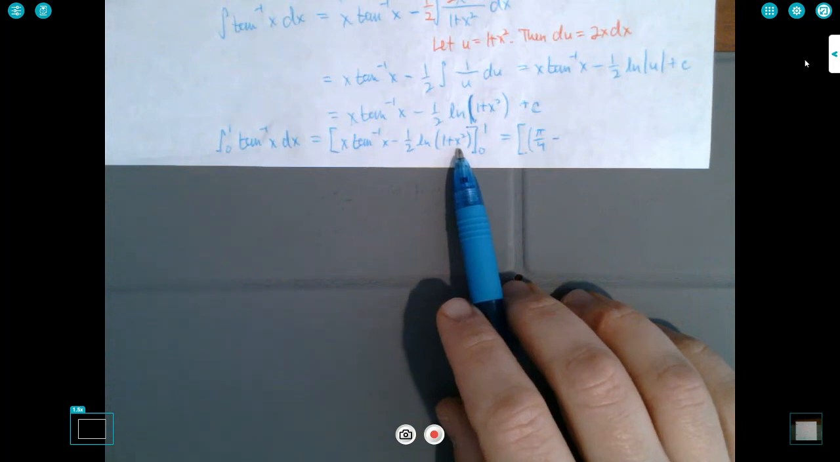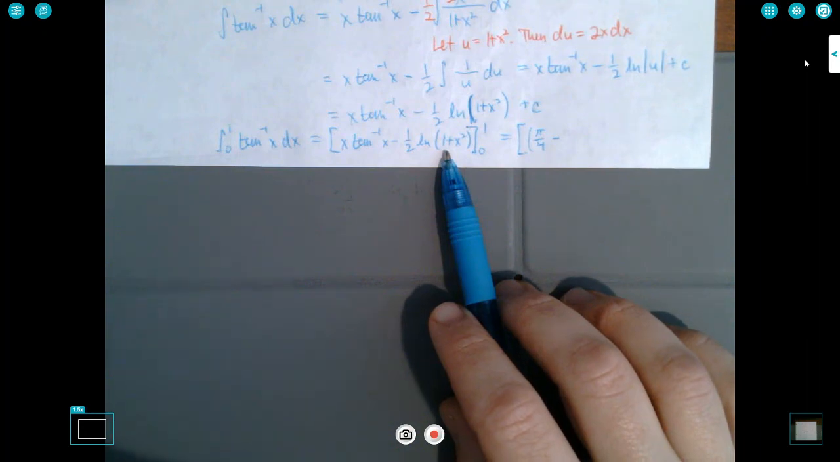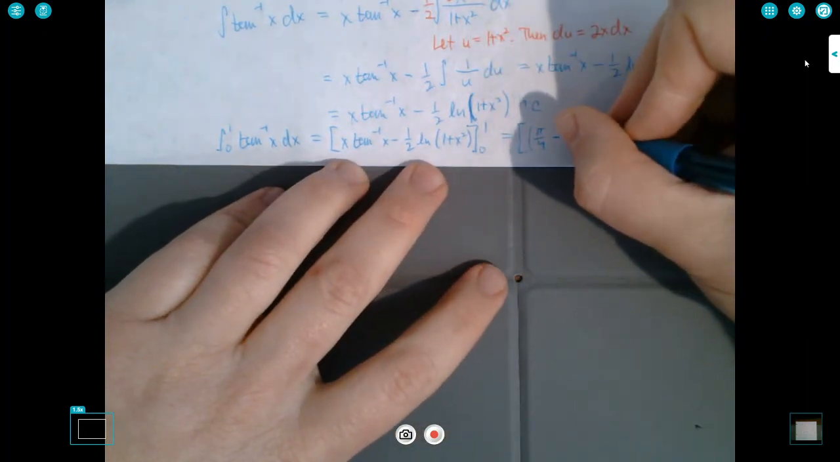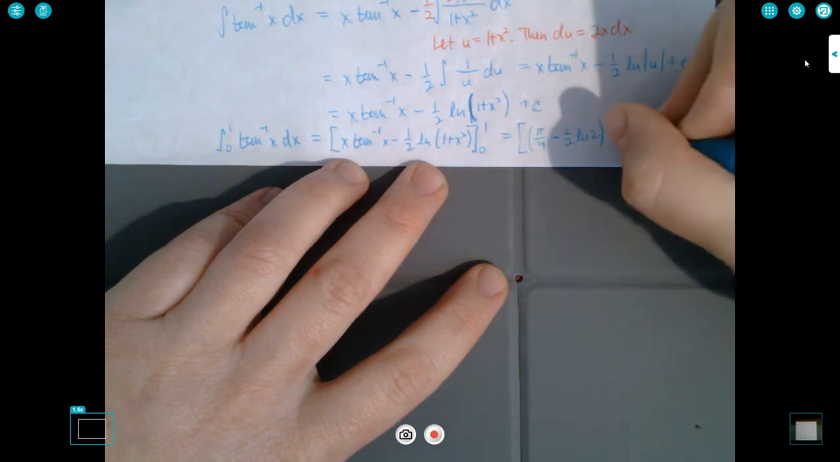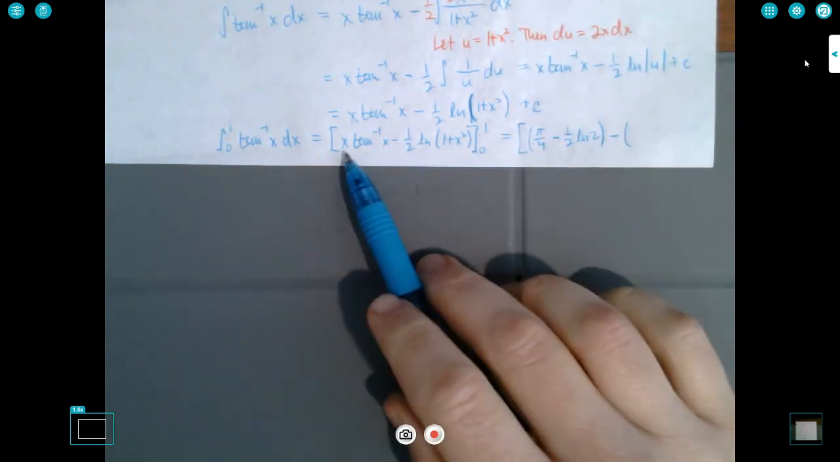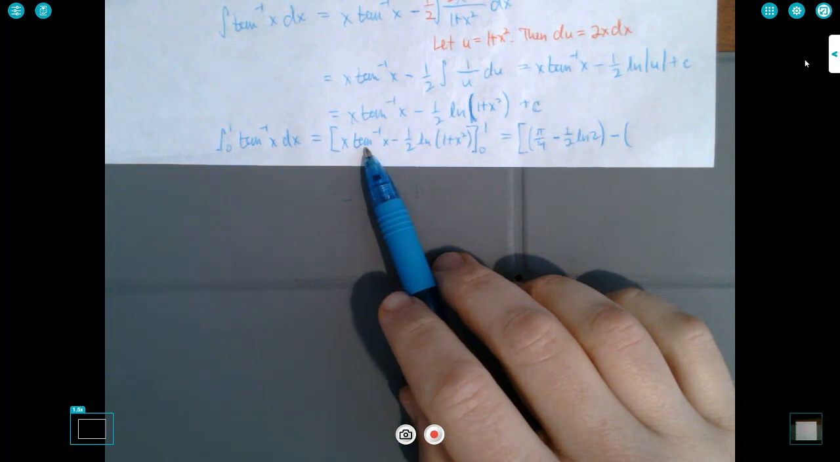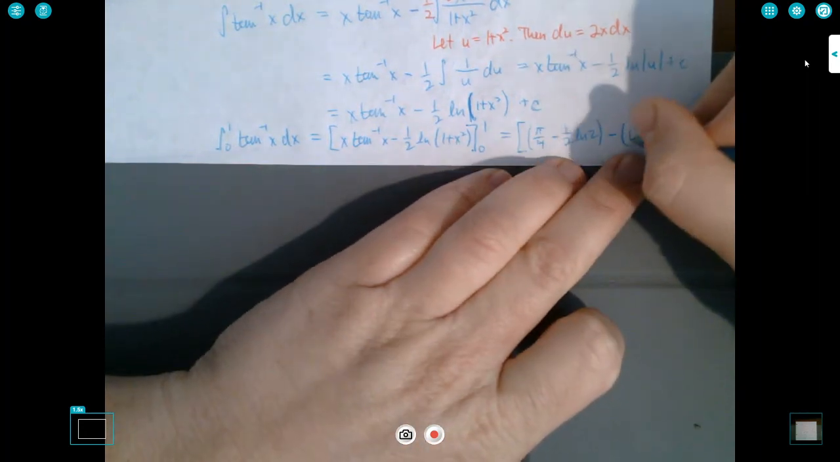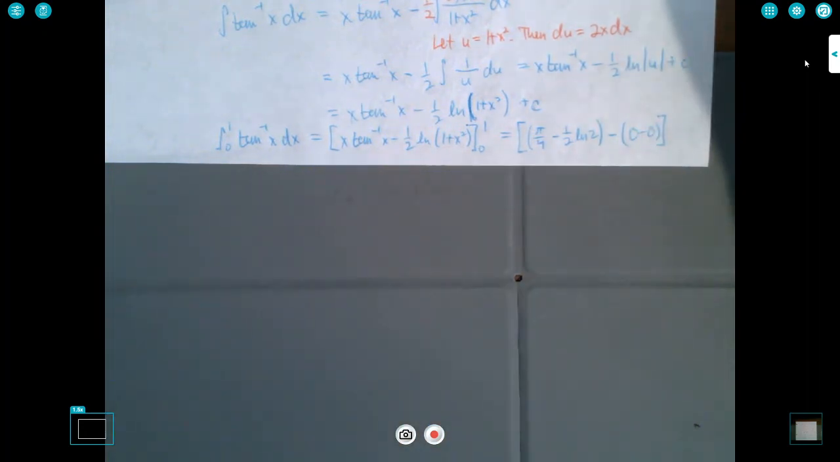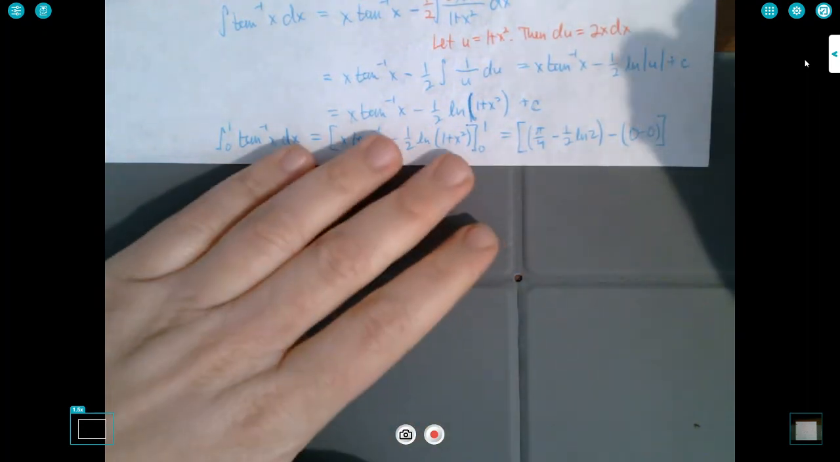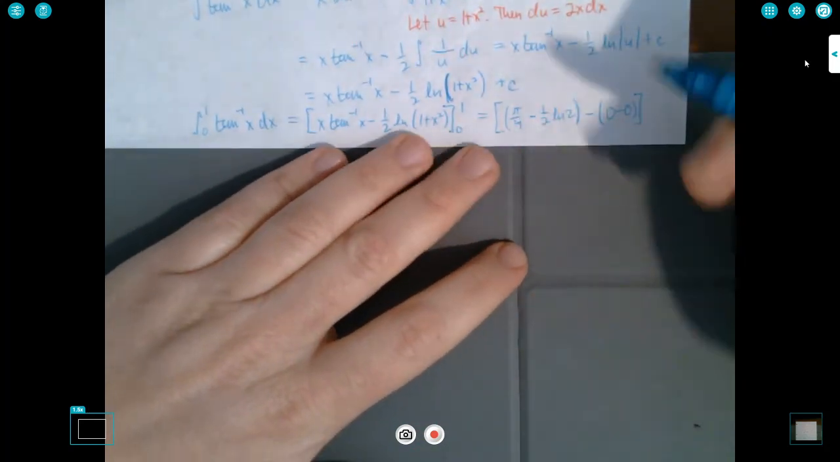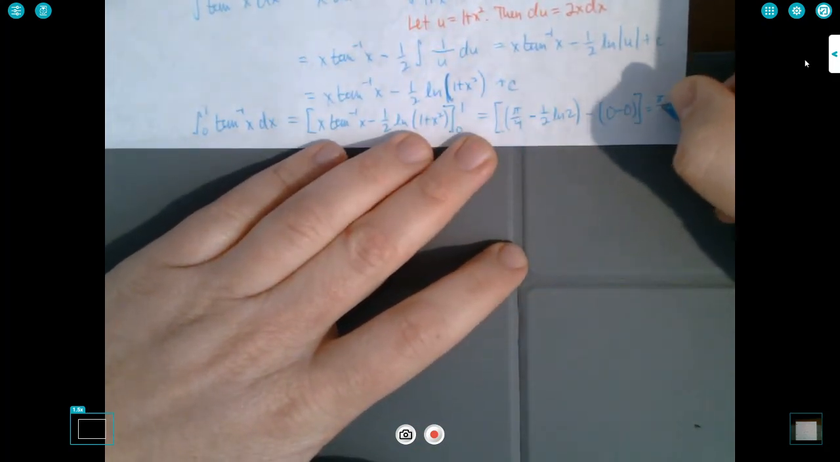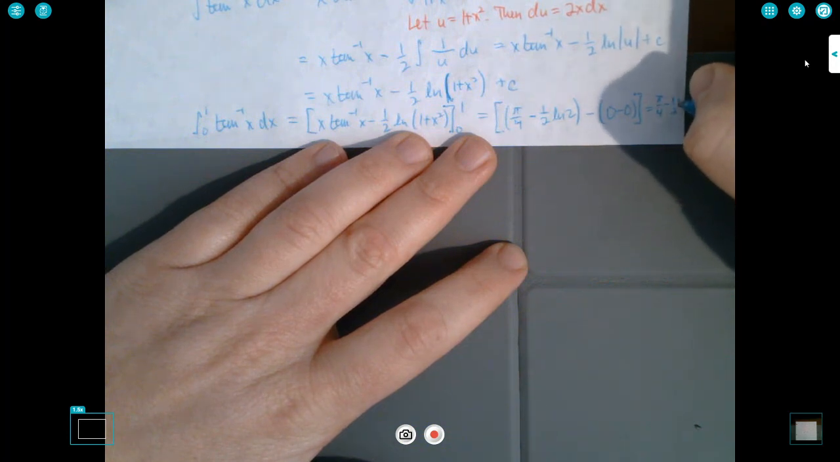1 squared is 1, 1 plus 1 is 2. Ln of 2 is not very nice, it's just ln of 2. So I'm just going to have minus 1/2 times the ln of 2. Okay, now if I plug in 0, 0 times whatever is just going to be 0, so that's fine. Here, 0 squared is 0, 1 plus 0 is 1, ln of 1 is 0, so I'm just going to get 0 minus 0. Okay, well, so there's your answer. I've run out of room, right? But it's pi over 4 minus 1/2 ln of 2.